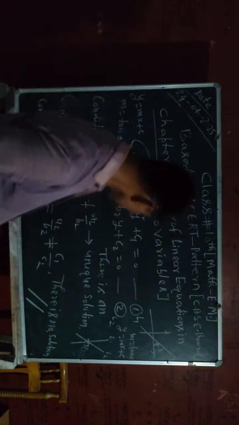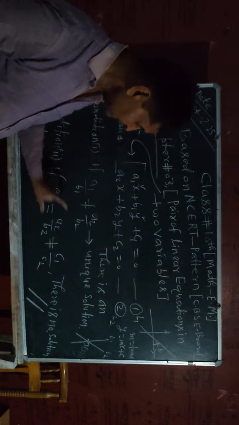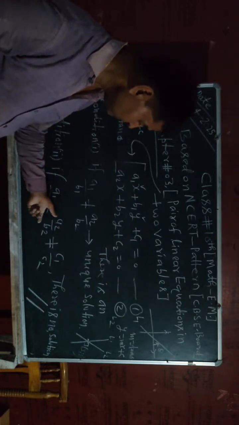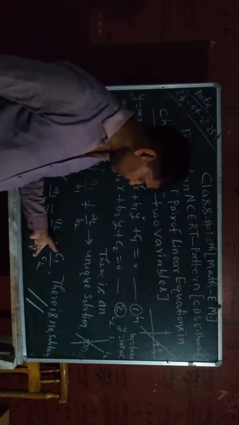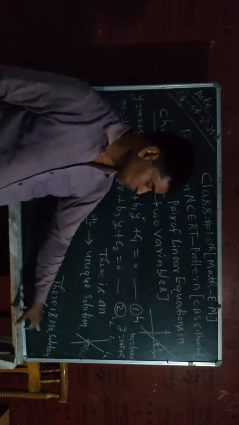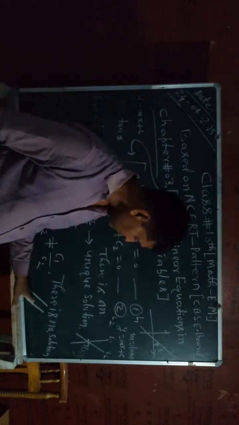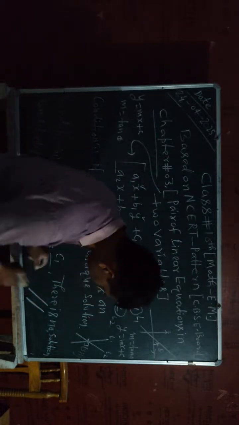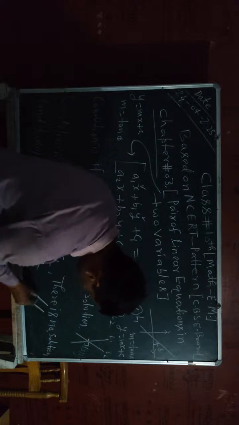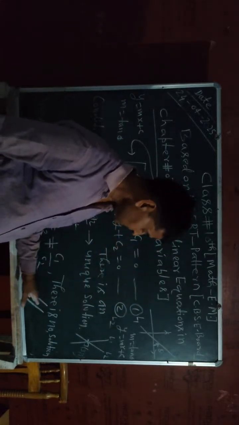Okay, students. Now in this case, if the first line and second line both have the same slope but the constant terms are different, then there is no solution, meaning I will not get the value of x and y, because both lines are not intersecting each other. It means that I cannot get the value of x and y because both lines are parallel to each other.